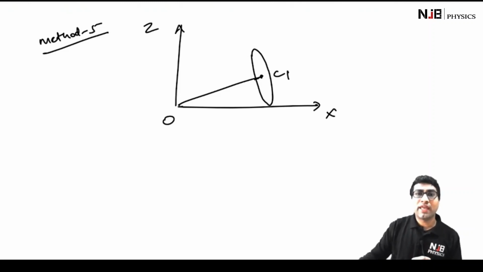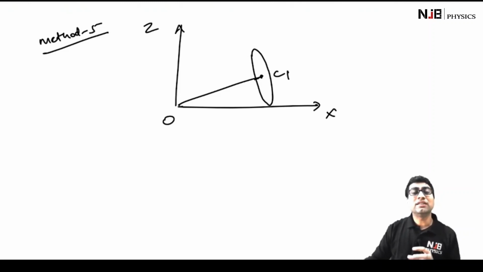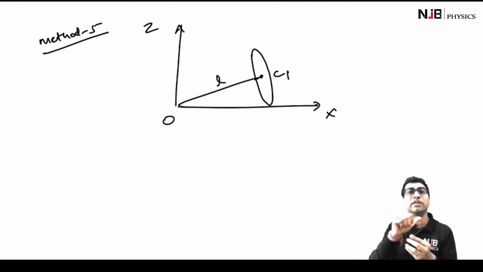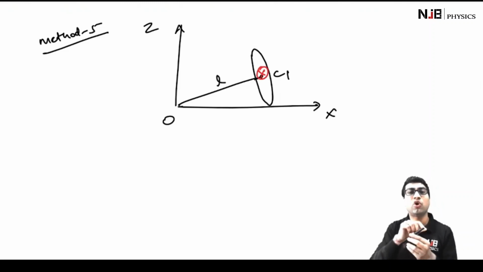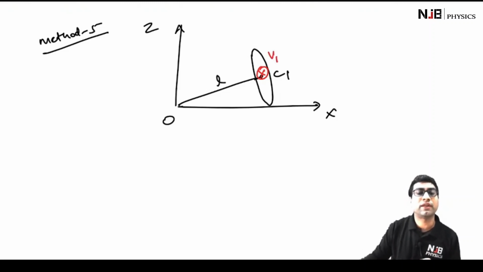Well, in this method, what they have done is write the angular velocity of this point C1 with respect to O first. So how are we going to do that? We know the distance from O to C1 is equal to L, and at this moment you know that this point C1 is going into the plane of the paper. That means it is going towards the y-axis. So I am not writing that vector over here. I am representing it by a cross. It means that the velocity vector is into the plane of the paper, and let's say the velocity is v1.